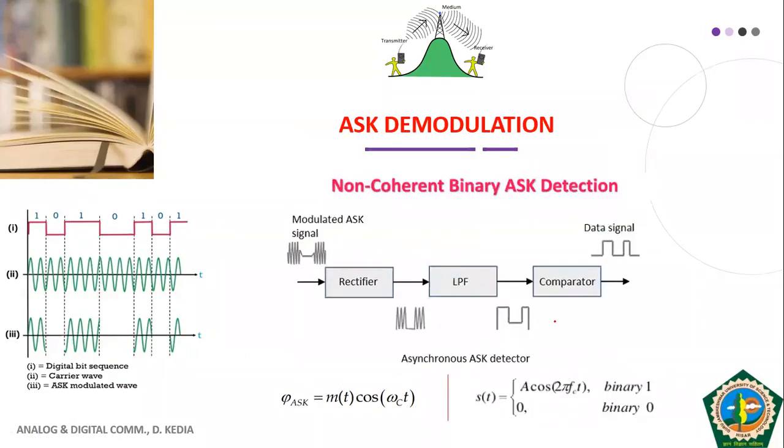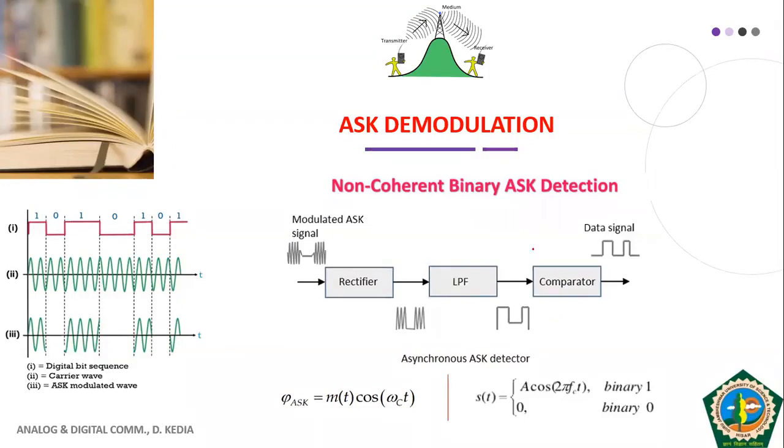So then we have ASK demodulation. We discussed two types of demodulation in our analog demodulation techniques also. I told you that we have two kinds of demodulation techniques: one is known as coherent demodulation and the other non-coherent demodulation. Non-coherent demodulation techniques are those where we do not generate a carrier at the receiver side. Whatever signal we receive, we use that signal to demodulate our original signal.